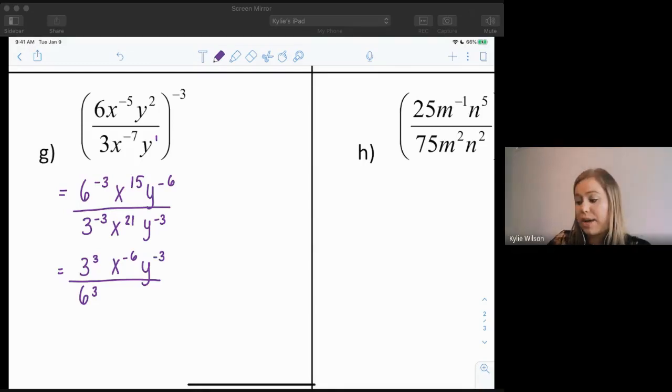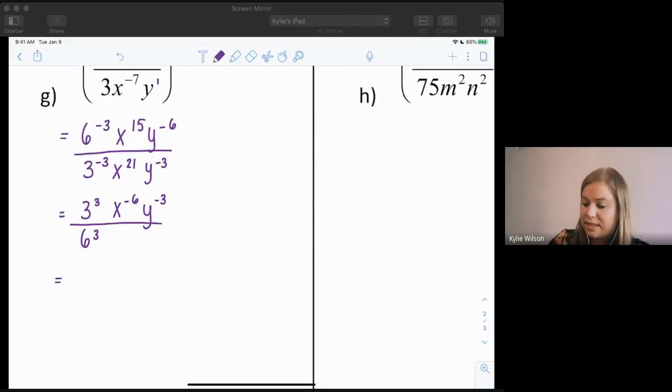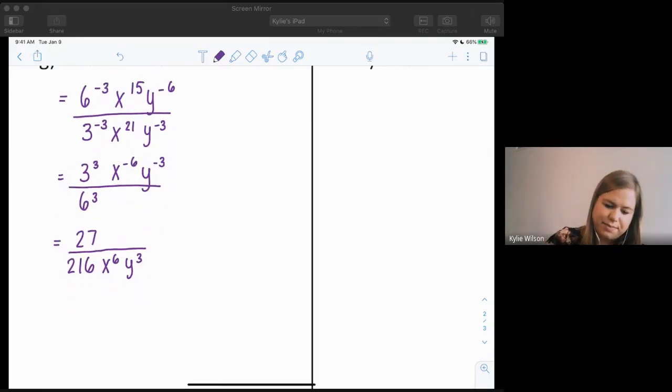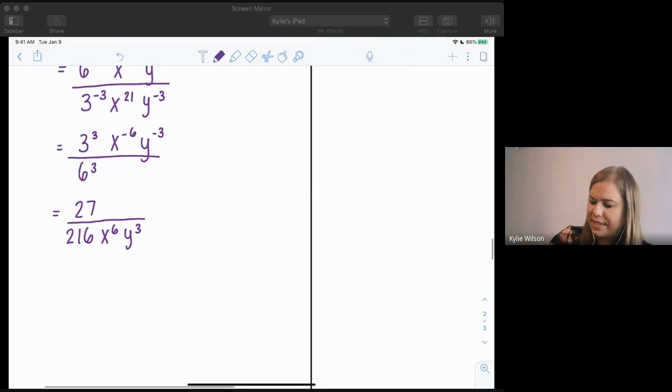So now I will deal with those negative exponents. So I will have 27. My x is negative, so it needs to go on the bottom. Same with my y. There we go, over 216, like this. And that is our final answer. We can reduce that fraction down a little bit if you want. Both of these things are divisible by 9, so if you want, we can reduce the fraction a little bit.